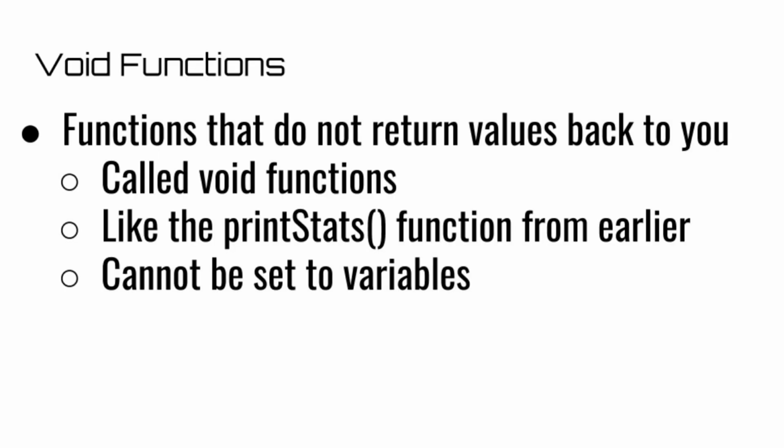The other type of function is one that does not return anything, and these are known as void functions. Oftentimes, these are like the printStats function we created earlier, simply used to condense large amounts of print statements that appear often in your code. These cannot be set to variables since they don't return anything and just run through.